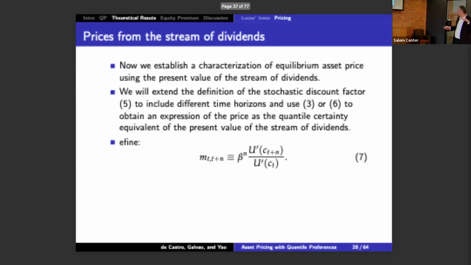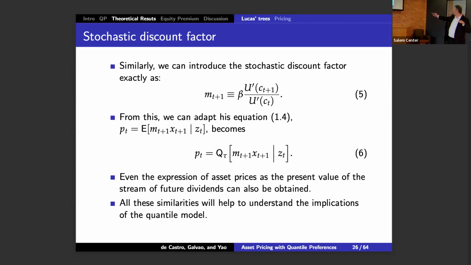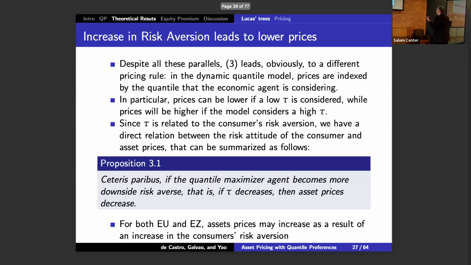If you look here, this is a distribution of things tomorrow. If you look at lower tau, what happens? P goes down, right? So there is a nice economic interpretation. If the agents become more risk averse, the prices in the model go down, which seems reasonable, but it's not true in other models, which is surprising. In a lot of different models, including Epstein's, you need to add different assumptions to get this very simple result.